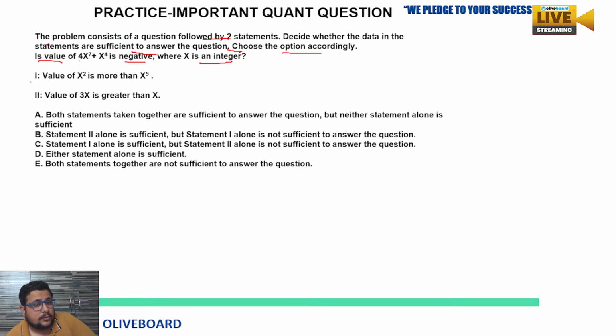So anyone who can answer this one? See, first, the value of x square is more than x to the power 5. Second, the value of 3x is greater than x. So just use your brain. It is just about common sense, just normal logic. You can easily solve it. Tell me. Be proactive.